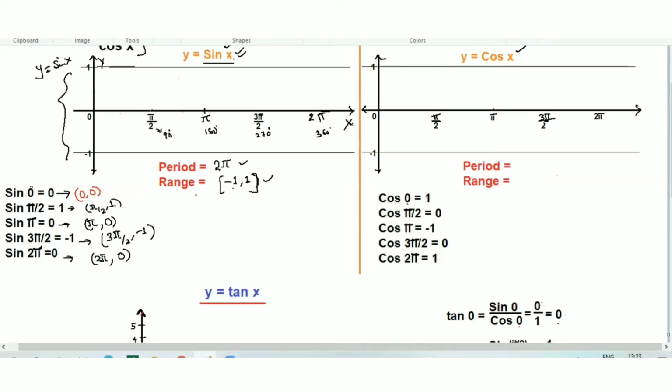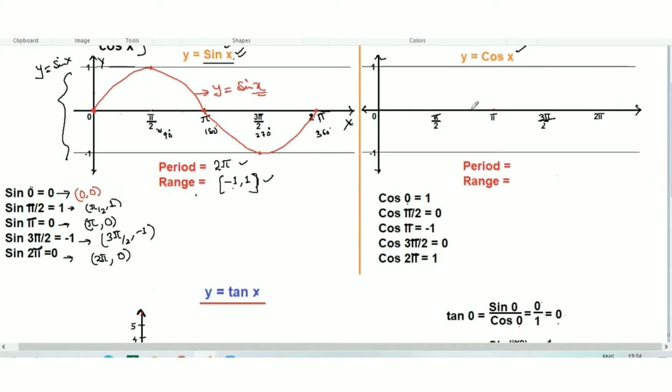Now plot all these points here. The first point 0, 0 will be here, then pi over 2, 1 will be here, then pi, 0 will be here, 3 pi over 2, -1 will be here, and 2 pi, 0 will be here. Let's join all these points and make a smooth curve. So this graph represents y equal to sine of x, and after this it will repeat itself. So this is how we draw the graph of sine x.